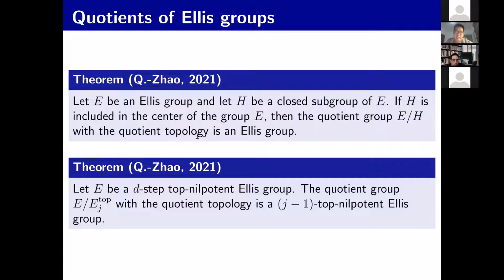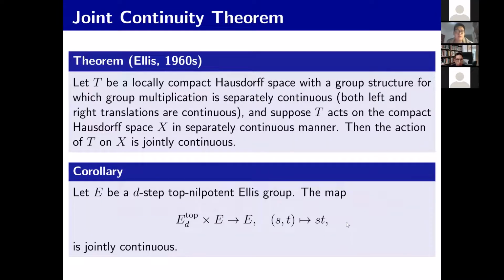So by induction, we can show that if this Lie group is top-nilpotent, then we get the quotient group also top-nilpotent. Okay. Using the Lie joint continuity theorem, we can get the joint continuous.